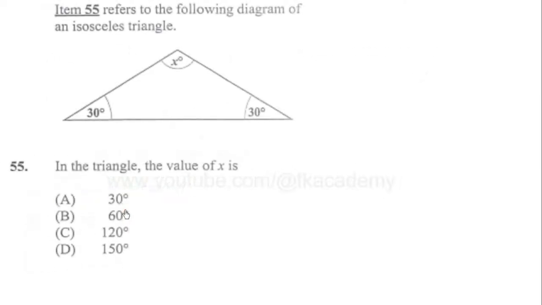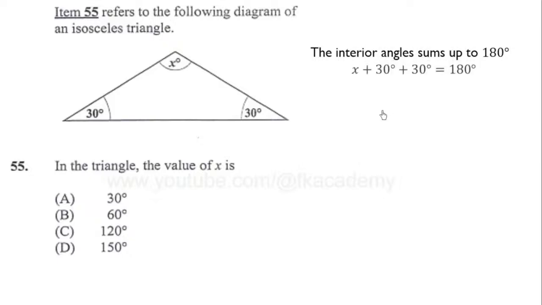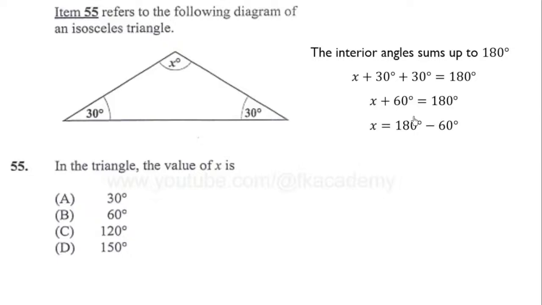Now let's talk about 55. Item 55 refers to the following diagram of an isosceles triangle. In the triangle, the value of x is... so we know the sum of angles in a triangle will give us 180 degrees. So let's use the values: x plus 30 degrees is equal to 180. Now proceeding, we subtract 60 from both sides to get x to be 120 degrees. So the answer is this.